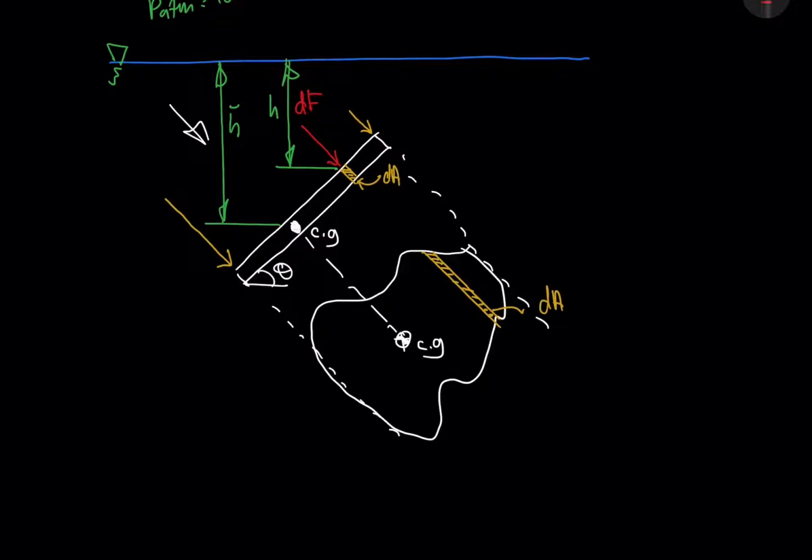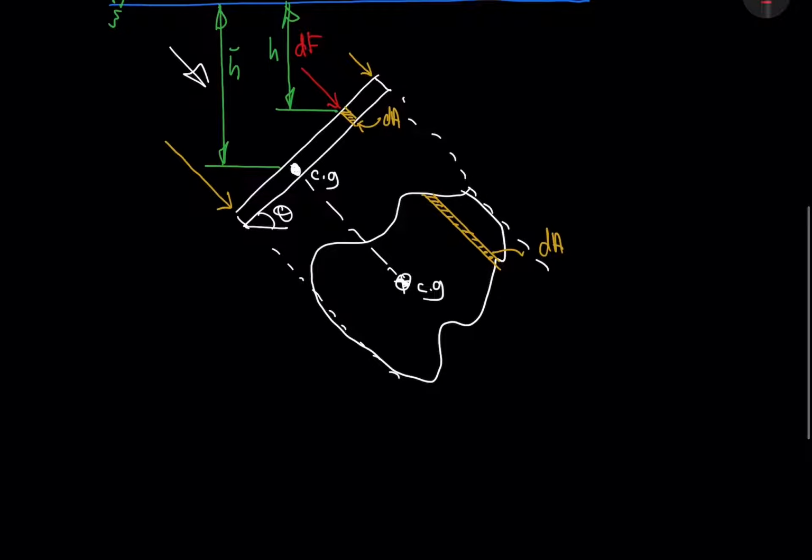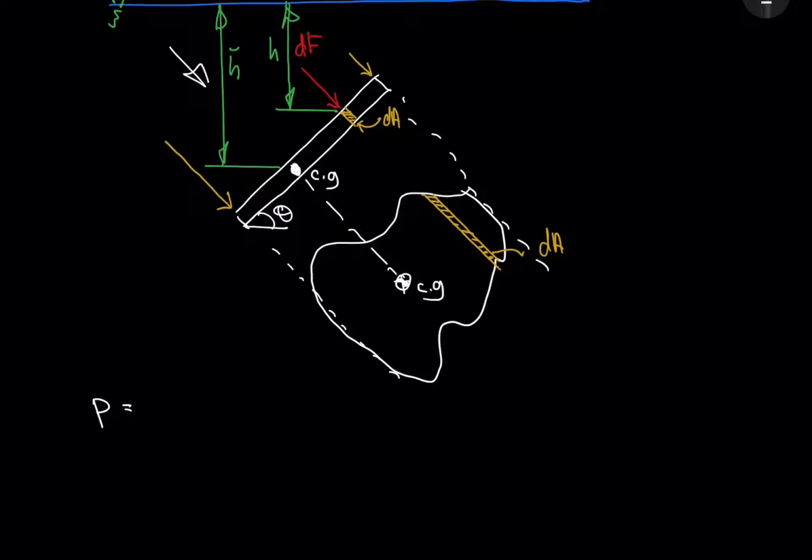Now, by looking at that figure there, we need to determine what dF is. We know that pressure P is equal to force divided by A, but you only have a small area, an element of area, so you have dA, and then of course you will have an element of force. In other words, we can write that dF is equal to P dA.